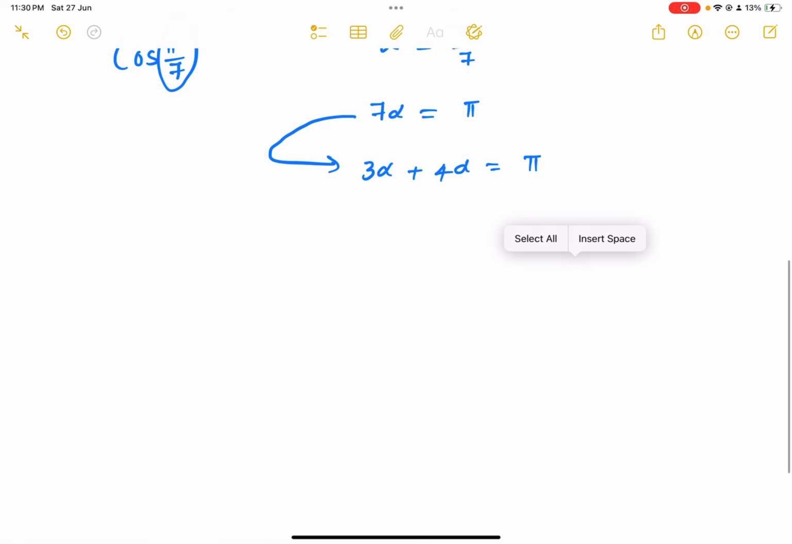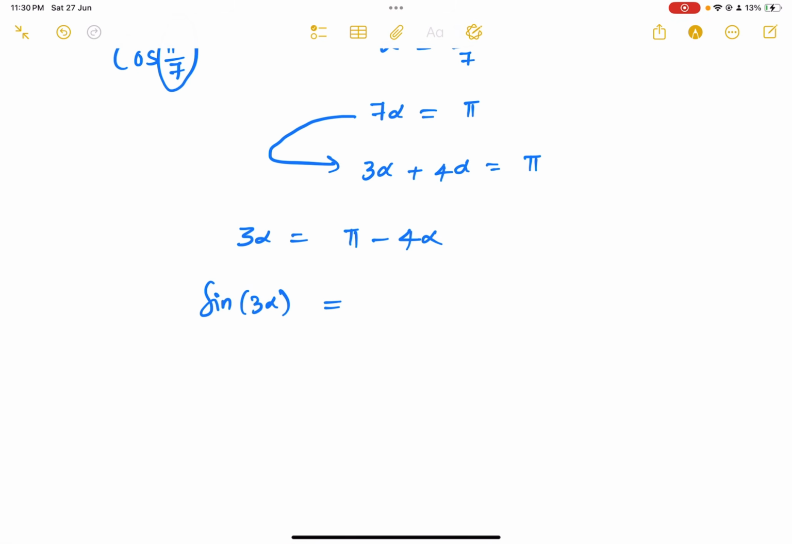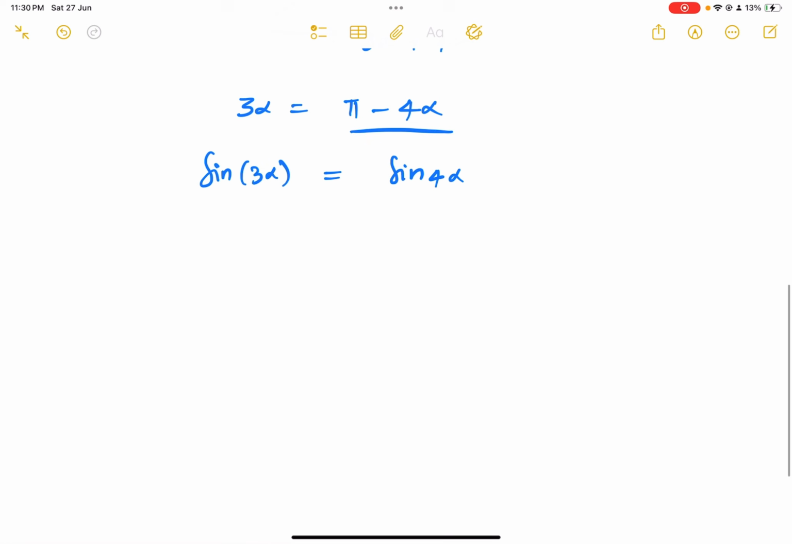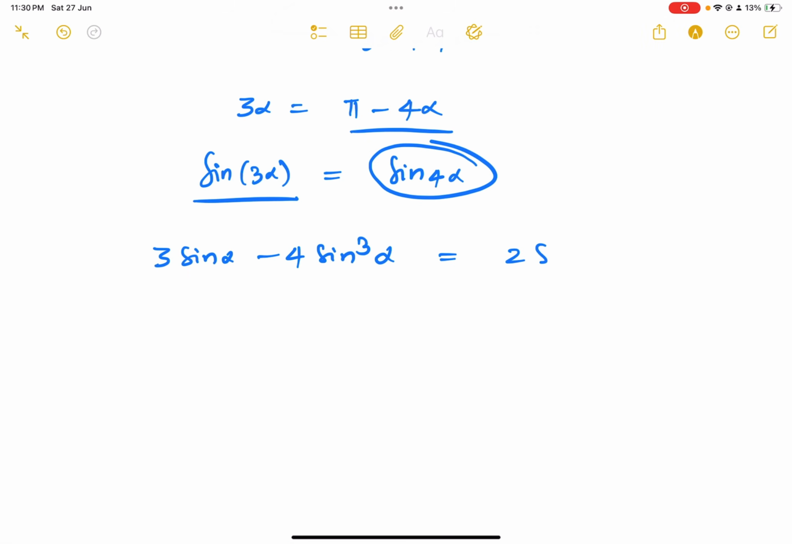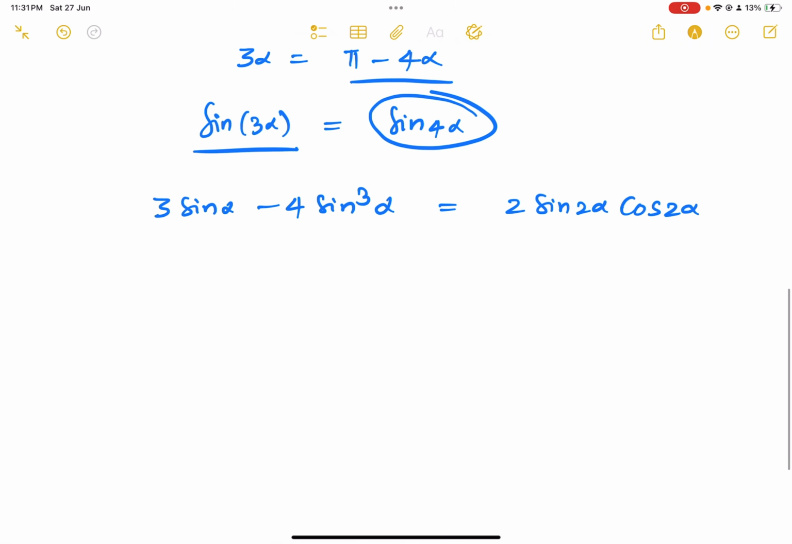So we have done the splitting, and now let us take 4 alpha to the other side. So let us apply sine on both sides. Sine of 3 alpha equals sine of pi minus 4 alpha. That will be simply sine 4 alpha. Now we know the formula for sine 3 alpha. That is simply 3 sine alpha minus 4 sine cube alpha. So sine 4 alpha can be written as 2 sine 2 alpha multiplied by cos 2 alpha.